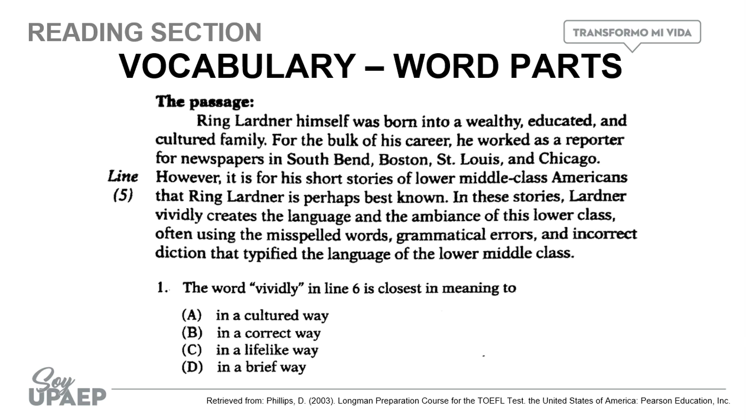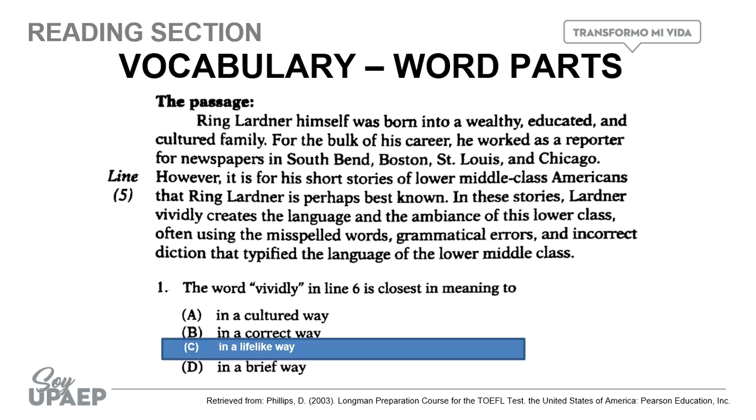Okay, so in order to double check the meaning of this word, it would be interesting to read the sentence. So for example, in these stories, Lardner vividly creates the language and the ambience of this lower class. Okay, so we have 4 options in order to answer this question: in a cultured way, in a correct way, in a lifelike way, and in a brief way. So with the meaning of the word part, we can determine that vividly means in a lifelike way, and it also matches the context.